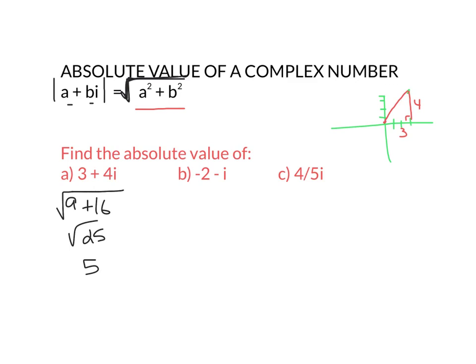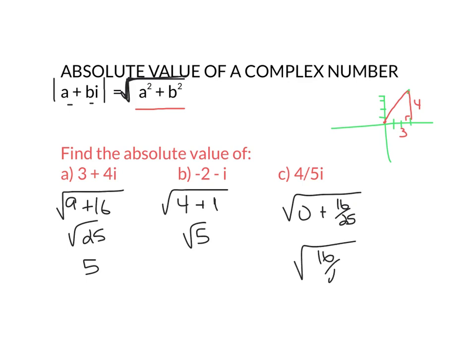Absolute value is positive. On the second one, square the negative 2, that's 4. Square the negative 1, that's positive 1. You get square root of 5, and that's your absolute value. 4/5 i is really like 0 plus 4/5 i. So you'd have 0 squared plus 4/5 squared. If you square 4/5, you get 16/25. The square root of 16 is 4, and the square root of 25 is 5. So it's 4/5. That should make sense, since 4/5 i is 4/5 away from the origin.